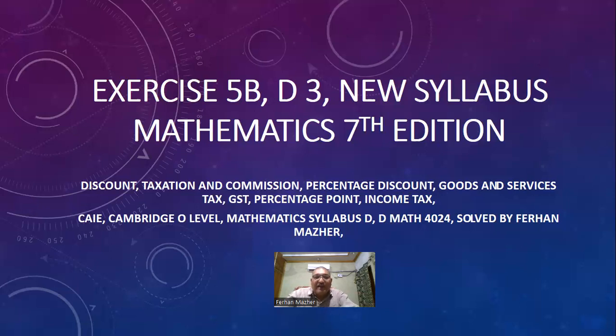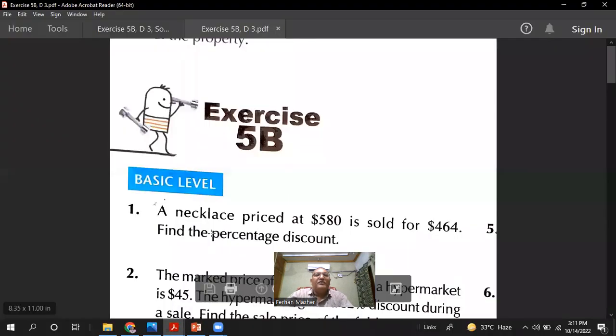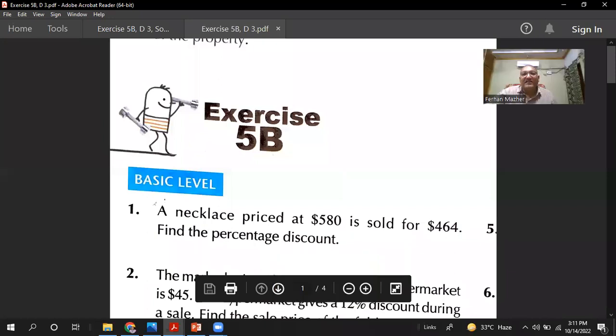For this purpose, we have selected exercise 5B from the D3 book. The name of the book is New Syllabus Mathematics 7th edition. The book is published by the Oxford University Press in Pakistan. So let's start today's exercise, exercise 5B from the book D3.